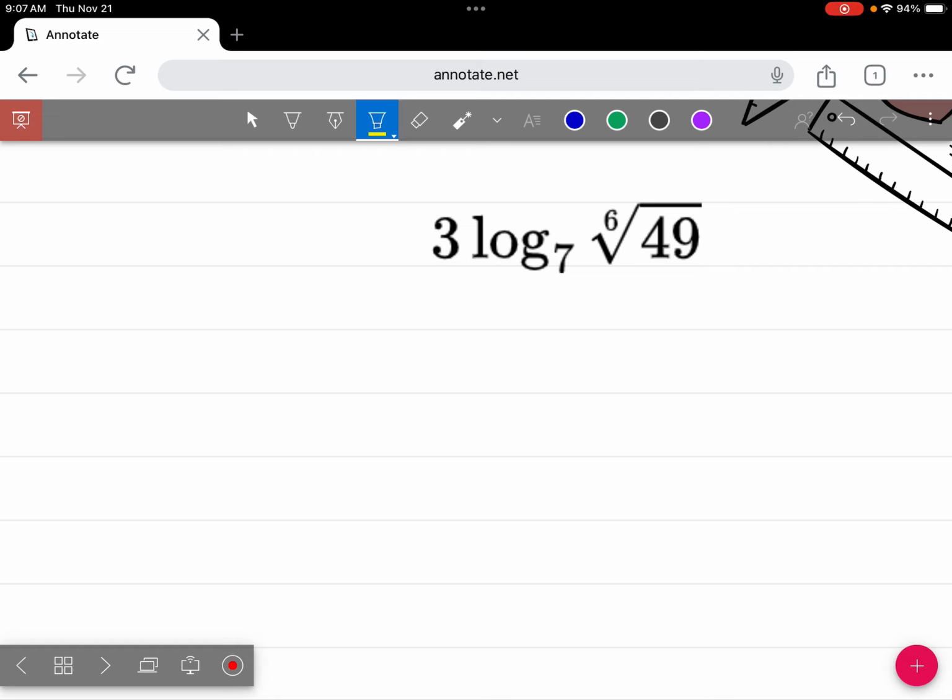Kind of a similar vibe on the next one. So, questions on this first one? Okay. So what could we do on this second one? We're going to have our 3 log base 7 of 49 to the power of 1/6.